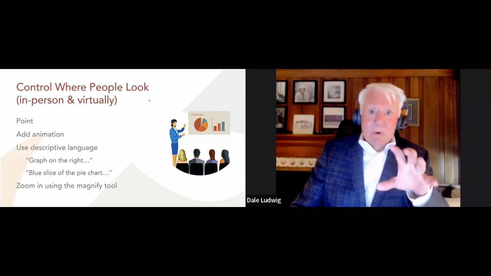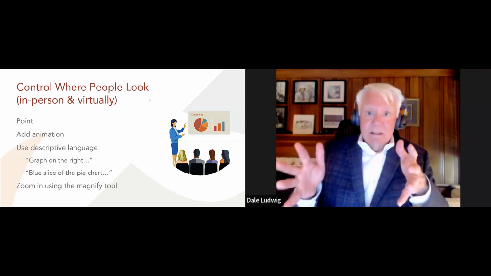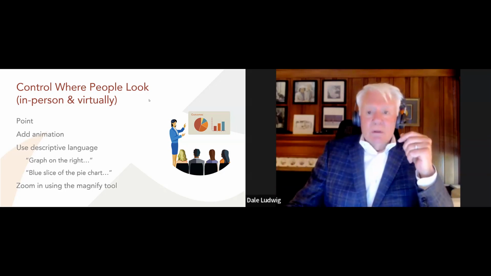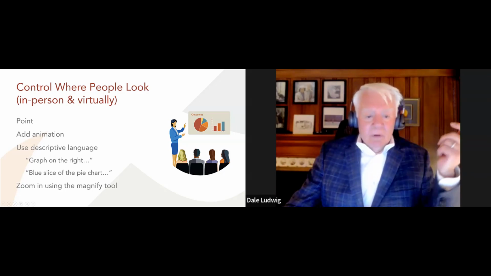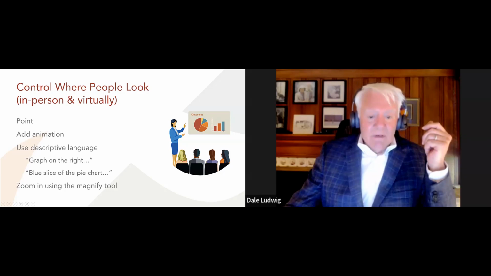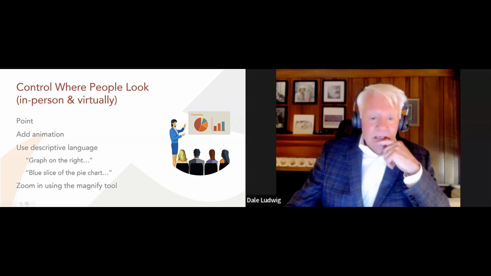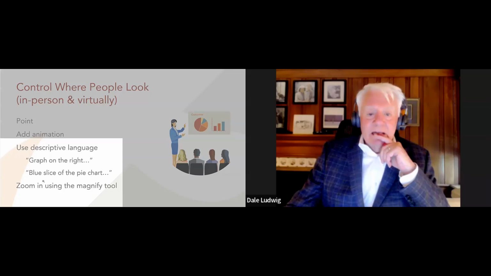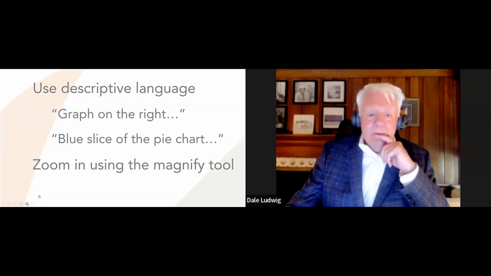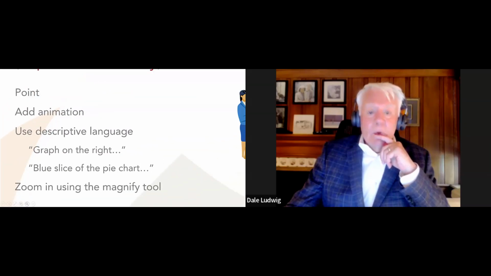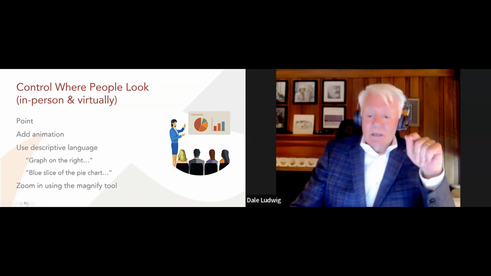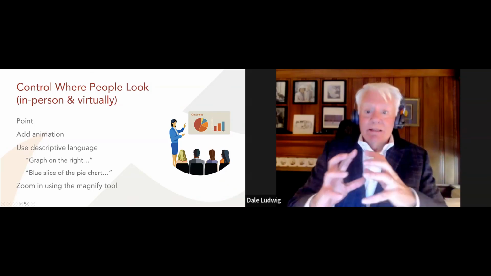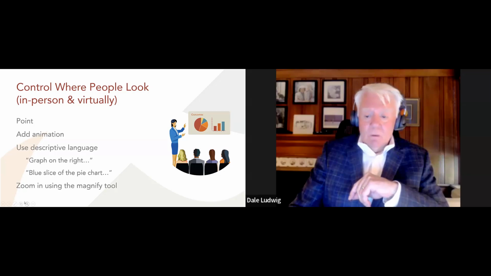And as Greg did, as I was going through the audience analysis section, use the zoom tool in PowerPoint. If you roll your mouse down to the bottom left corner of the screen, there's something that looks like a little magnifying glass. Click on it, and you can magnify portions of the screen that you want people to focus on. All of that makes it easier because they know where to look.